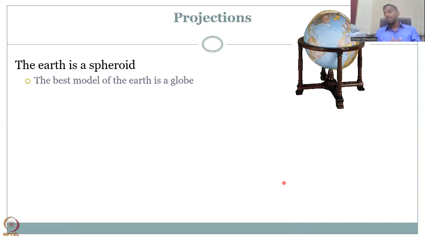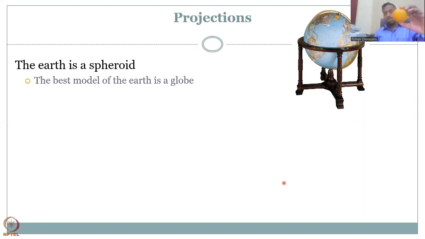The best model of the Earth is the globe. If you take, for example, an orange, an orange is also a very good approximation of the Earth. It is not a sphere. It is not fully circular. What happens is these are the poles. The poles go in, okay? When the poles go in, it is squished on the top, right?